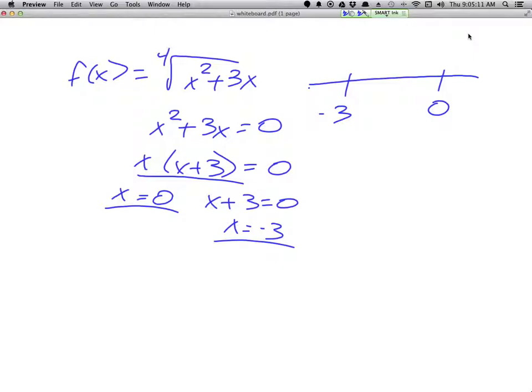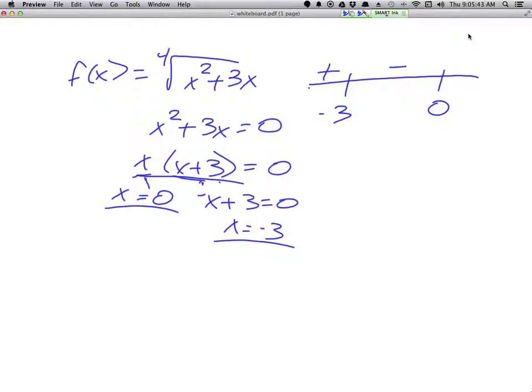So I'm going to take negative 4 and plug it into both pieces here. Negative 4 on the outside: positive or negative? Negative. Negative 4 on the inside: positive or negative? So a negative and a negative gives me a positive. Okay, in between negative 3 and 0, negative 1. So negative 1 on the outside, negative 1 on the inside. Positive. So a negative and a positive gives me negative.